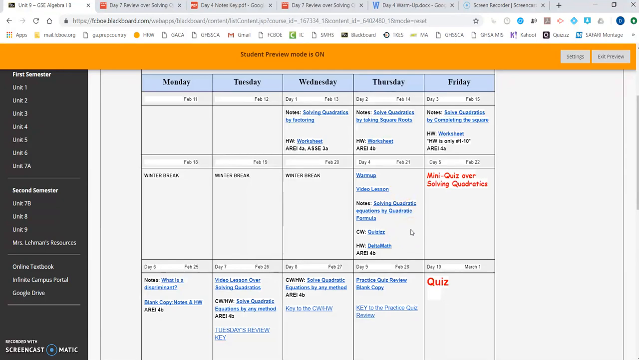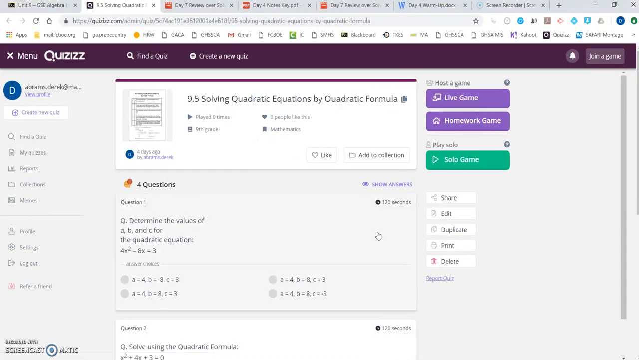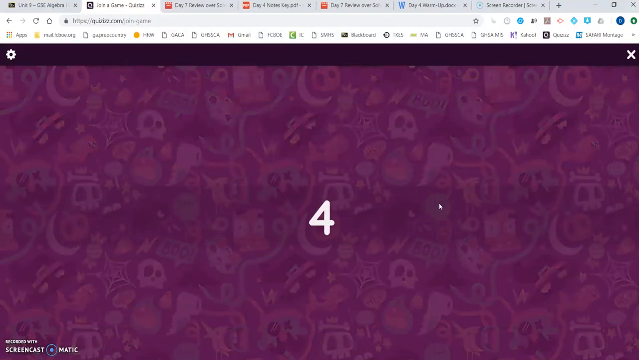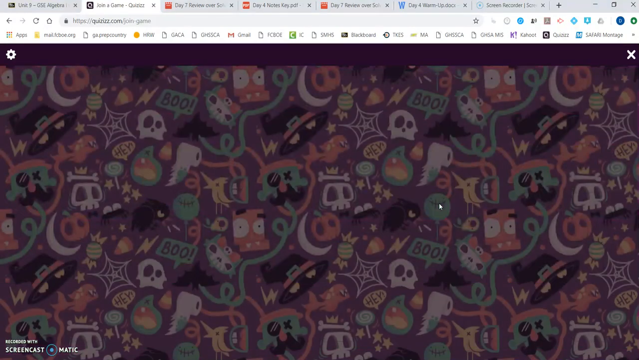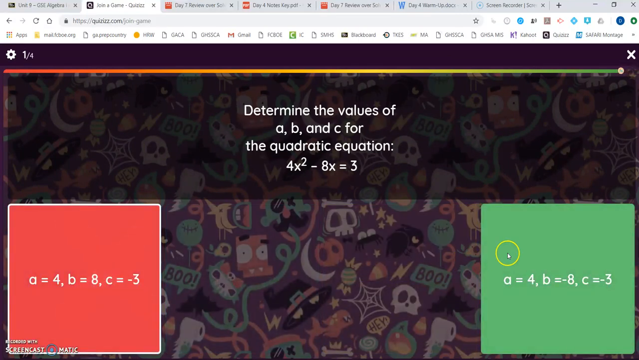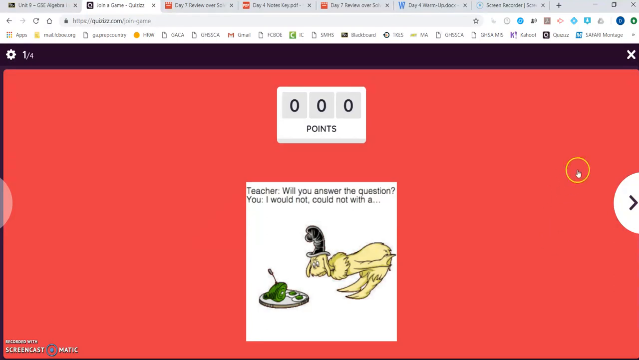Now, after the students fully fill in the notes, they will move on to the classwork, which is going to be a quiz in a game type setting where they have multiple choice questions. The students click on the link, click on the solo game, pick a meme, and start the game. As the game goes, it times them and they work the problems out. They pick the different answers, and they get immediate feedback if they were right or wrong.